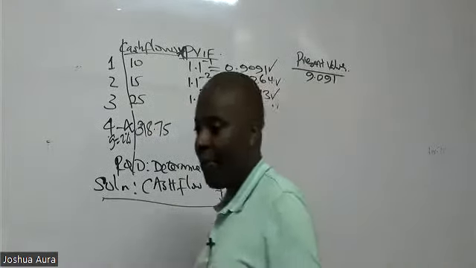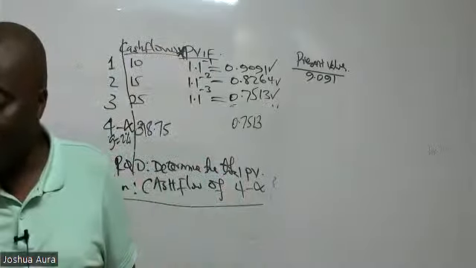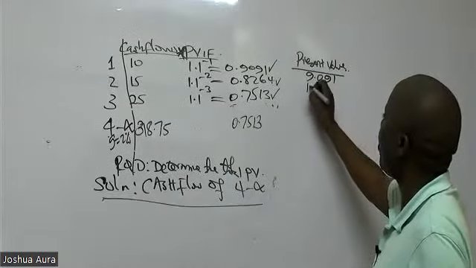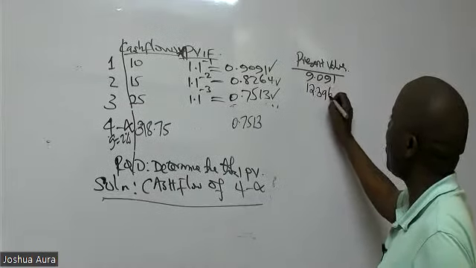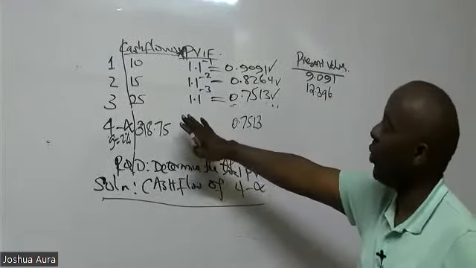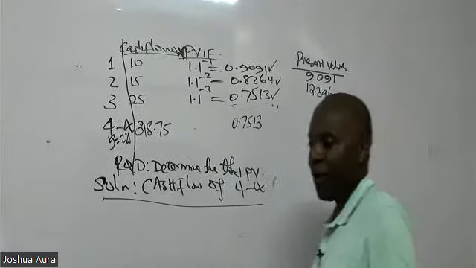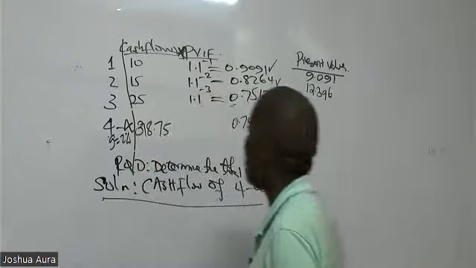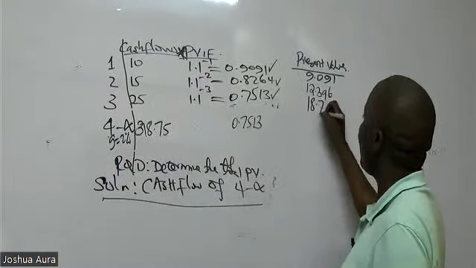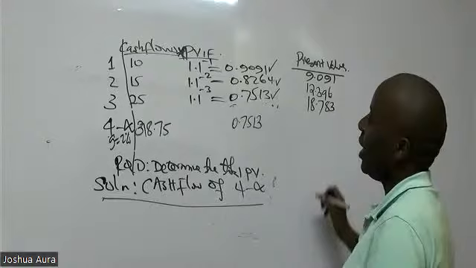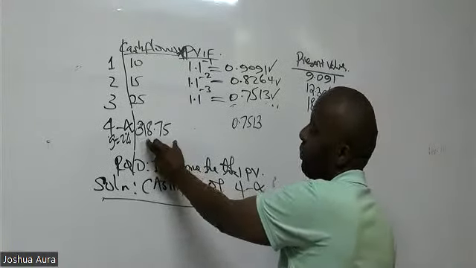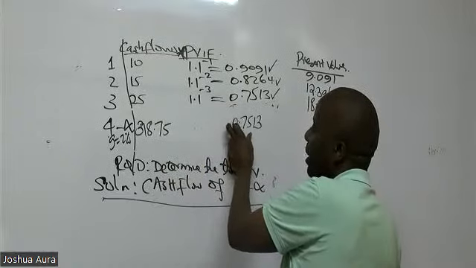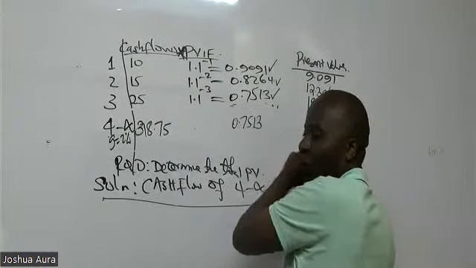And then the second one will be 15 times this. Please ensure you're asking questions without fearing. 12.396. Thank you very much. And then we have year 3, which is 25 times this, giving 18.783. And then lastly, we have this 318.75 times this 0.7513. What figure are we getting there?